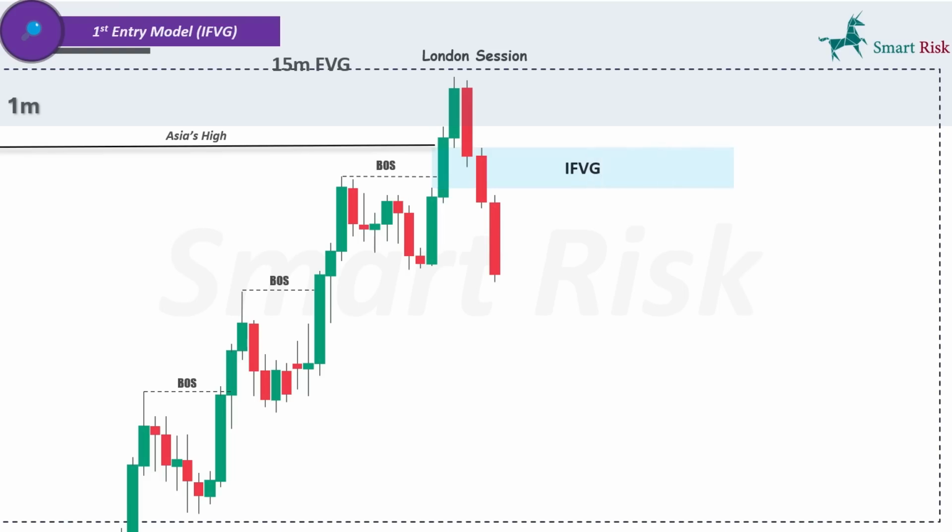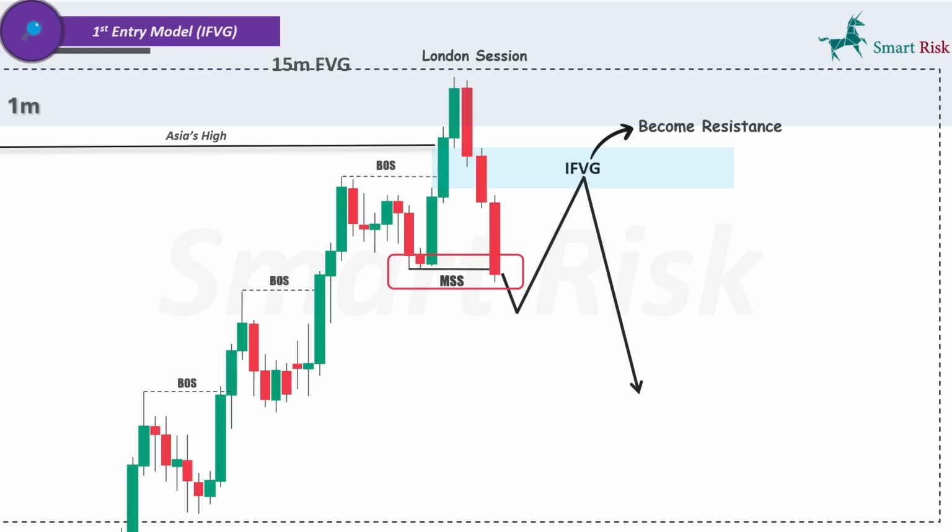Once the IFVG forms, it often acts as a new resistance level, giving us a strong area for a potential sell entry. And if a market structure shift happens at the same time, that adds another powerful layer of confluence and makes the setup even stronger. With these confirmations in place, we can expect price to retrace back into the IFVG, now acting as resistance, before continuing lower toward the next sell-side liquidity pool. For placing an entry using this model, you have two options.